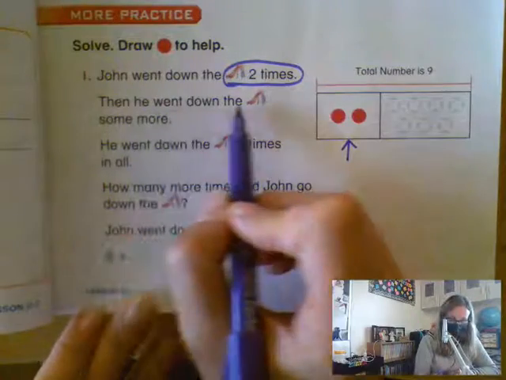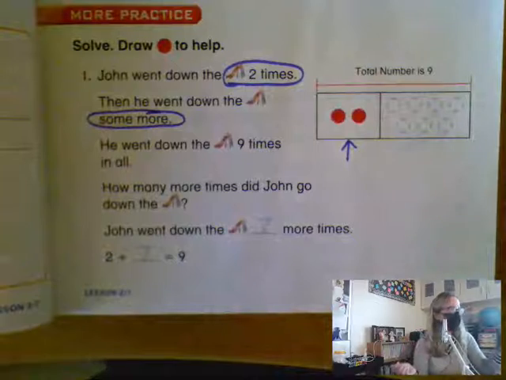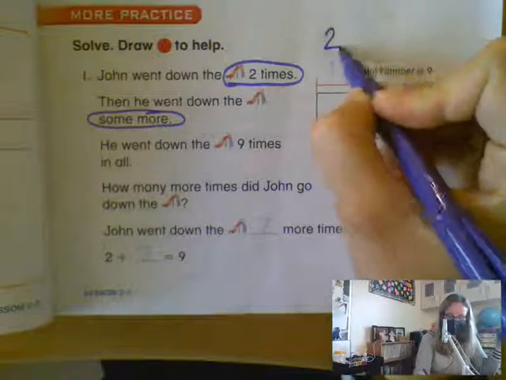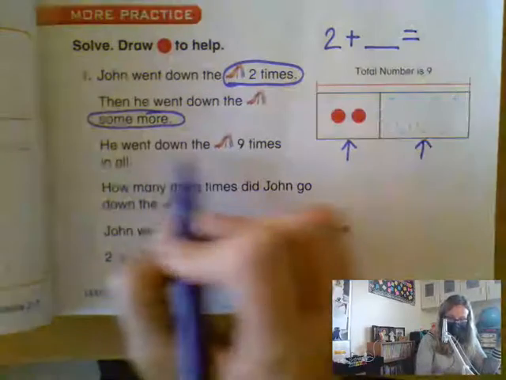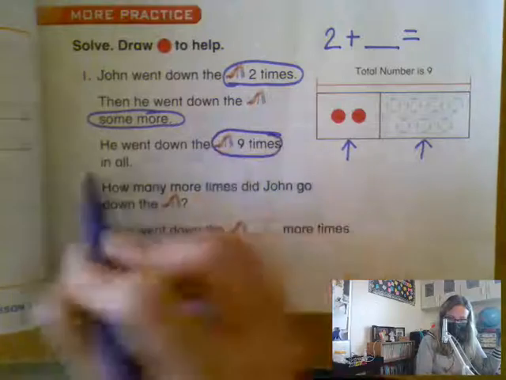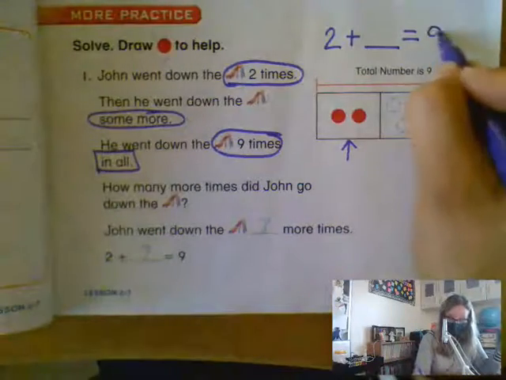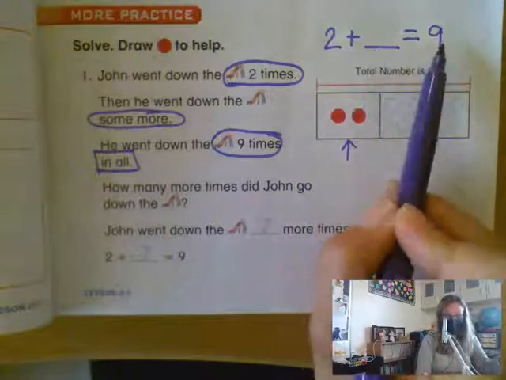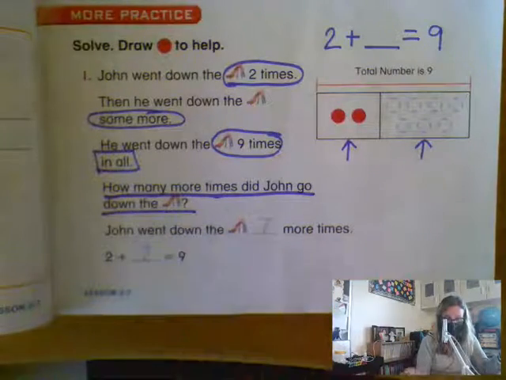It says then he went down the slide some more. We don't know how many more. That's the missing part. So we know 2 is our first part, plus some number we don't know. And then it says he went down 9 times in all. So our in all, or our sum, is 9. So we have 2 plus some number equals 9. So our question is, how many more times did he go down the slide?